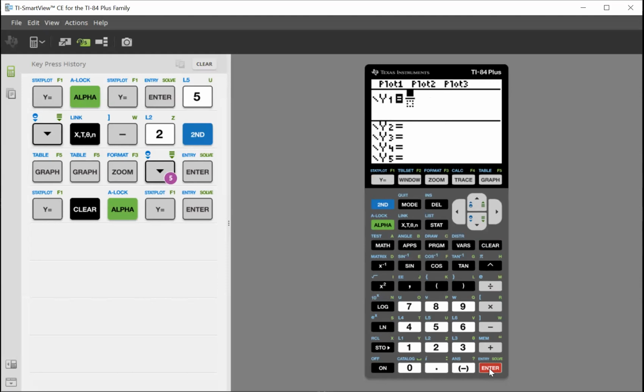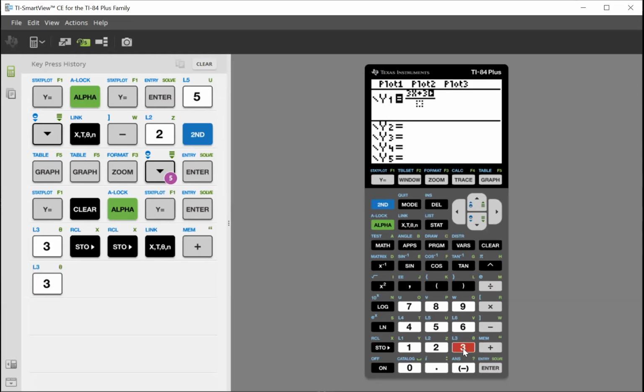So y'all, we had a 3x plus 3 on the top. And then I'm going to arrow down, and I had an x on the bottom. So let's go graph this.